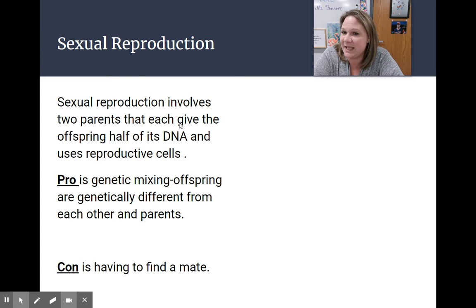Non-living things obviously cannot do that, but living things can copy themselves. And we're so used to that. We maybe just take that for granted, but it's kind of a cool thing. So sexual reproduction simply means two-parent reproduction. Two parents are each going to give the offspring half of the offspring's new DNA.